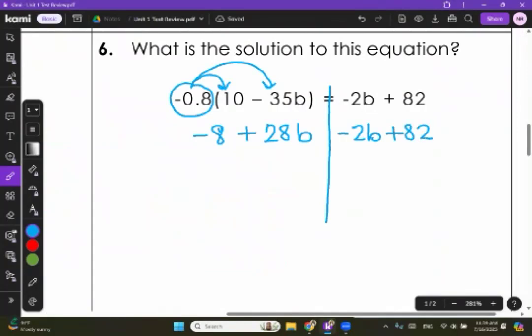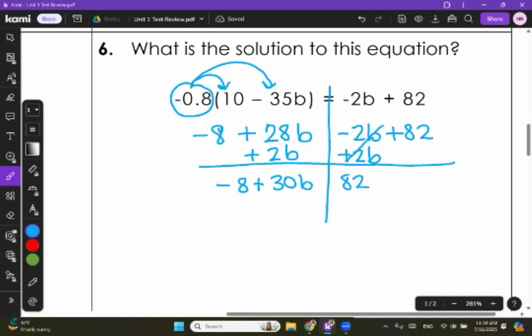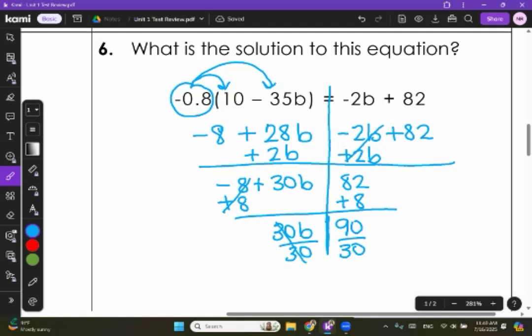Neither side has too many terms, so we go from small to large, which obviously is going to be negative 2b. The minus changes to plus. 82 plus 8 is 90. Last step is to divide. 90 divided by 30, 3.